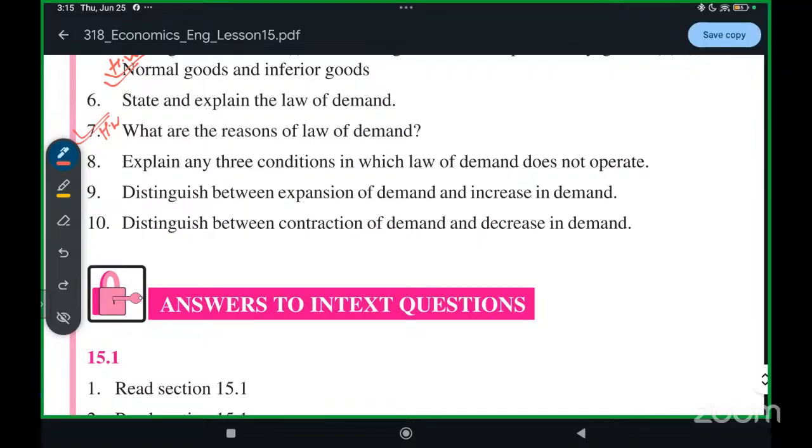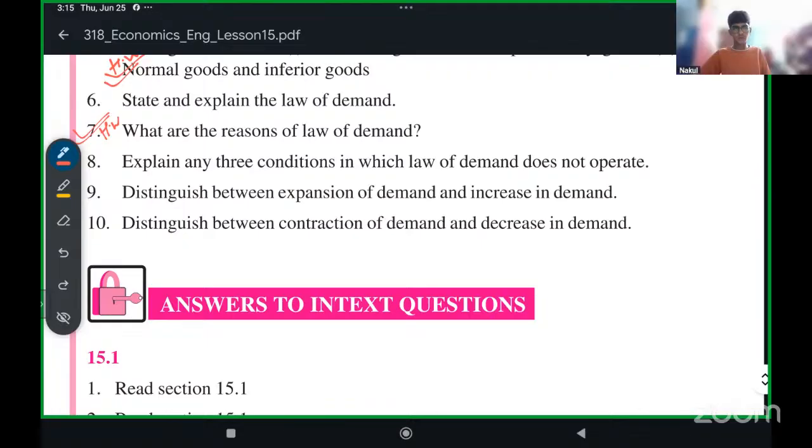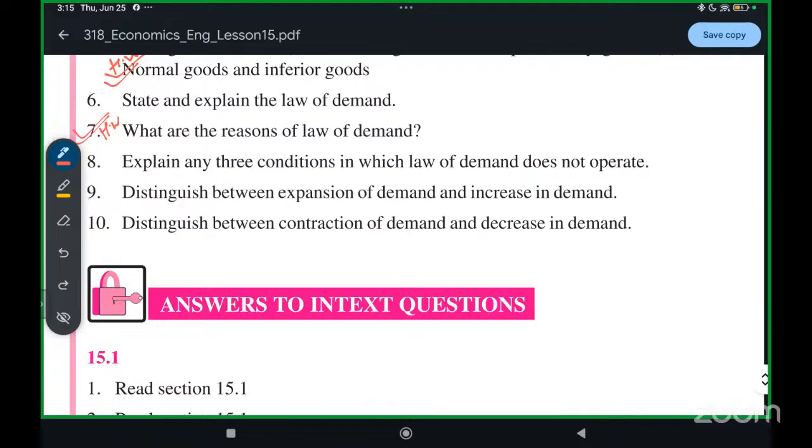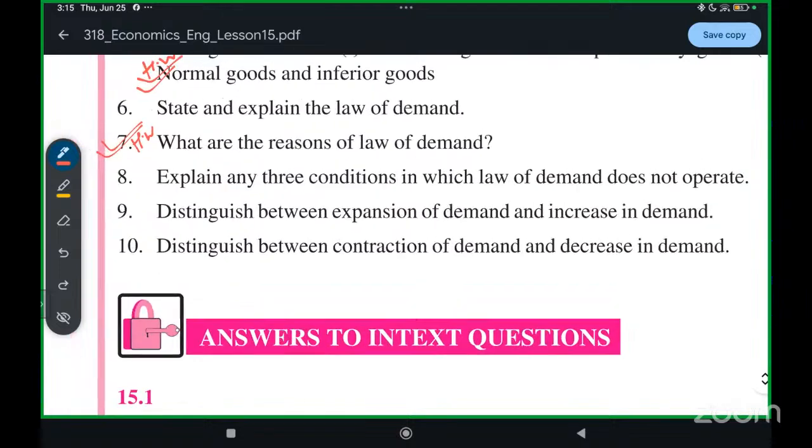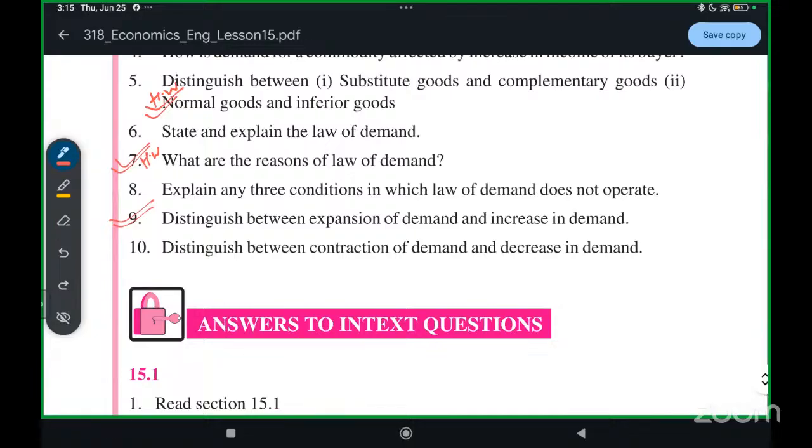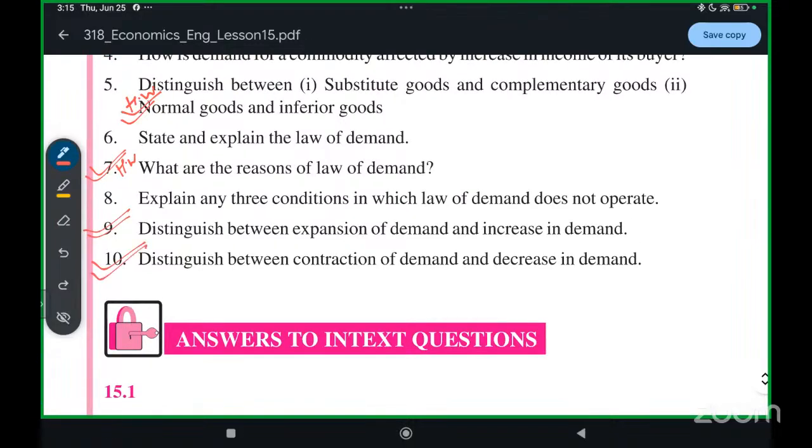Now, three conditions, this we did. Difference between expansion of demand and increase in demand, I'll give you as homework. And also distinguish between contraction of demand and decrease in demand.